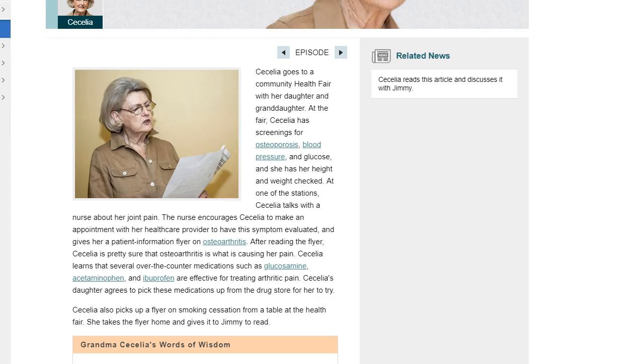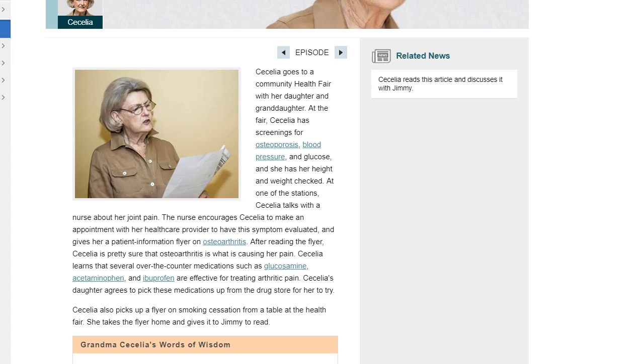Cecilia goes to a community health fair with her daughter and granddaughter. At the fair, Cecilia has screenings for osteoporosis, blood pressure, and glucose, and she has her height and weight checked. At one of the stations, Cecilia talks with the nurse about her joint pain. The nurse encourages Cecilia to make an appointment with the healthcare provider to have the symptom evaluated and gives her a patient information flyer on osteoarthritis. And after reading the flyer, Cecilia is pretty sure that osteoarthritis is what is causing her pain.